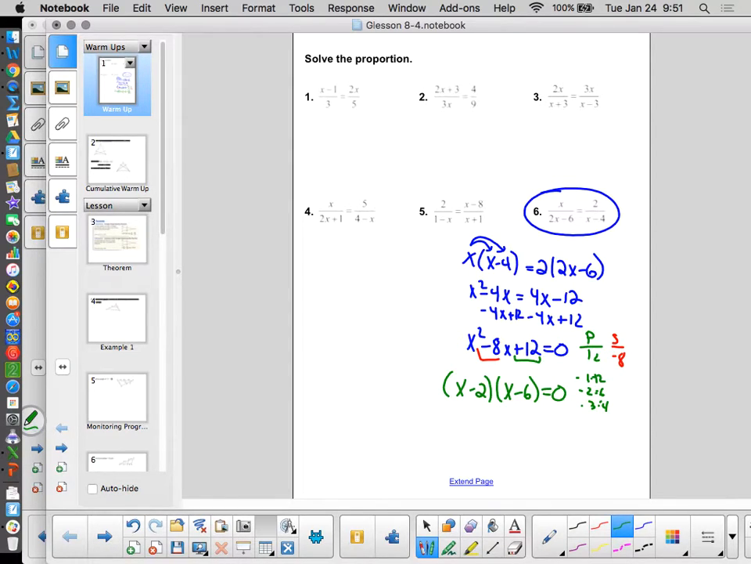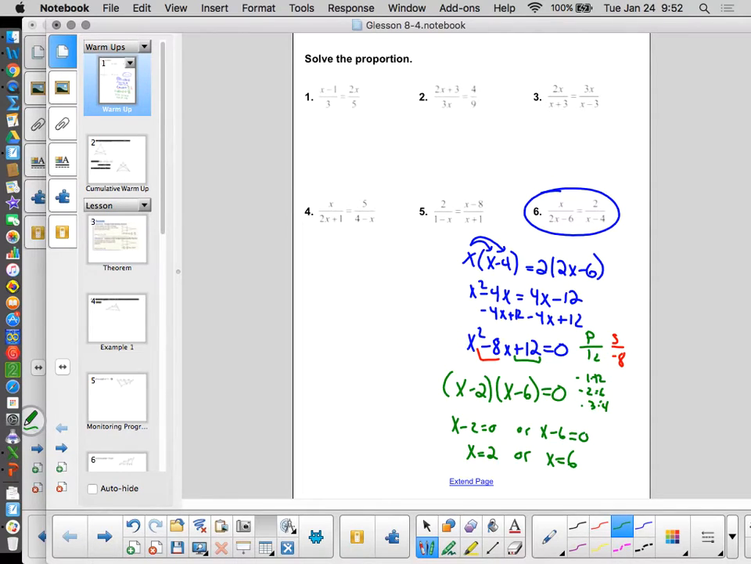And again, this is a review only, just to get your appetite going. We are going to see problems that require this in the future. And solving this, if I'm multiplying two values and the product is 0, that means either x minus 2 equals 0 or x minus 6 equals 0. So that means x equals 2 or x equals 6.